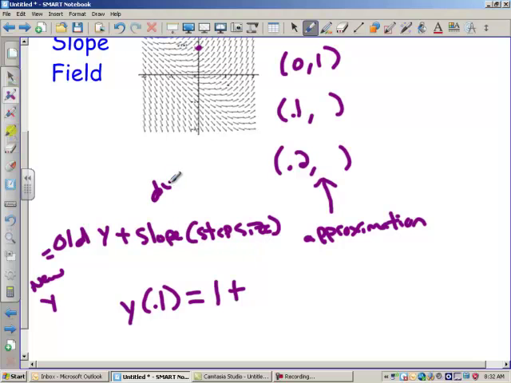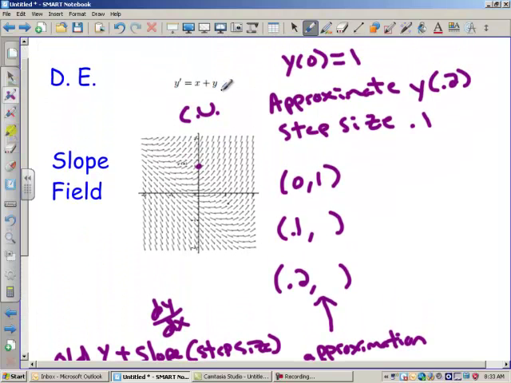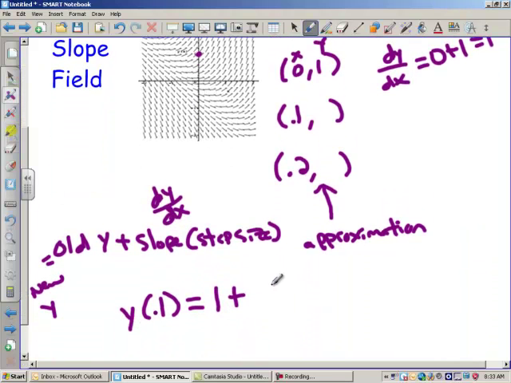The slope comes from dy dx, and that was given to me up here as x plus y. So I'm going to write down that dy dx at this point, which is x plus y, equals 0 plus 1, x plus y, which is equal to 1. So that's the slope that I'm going to use there, times the step size. The step size is 0.1. So this is 1 plus 0.1, which is 1.1. And that is my new y. I'll put it right there.